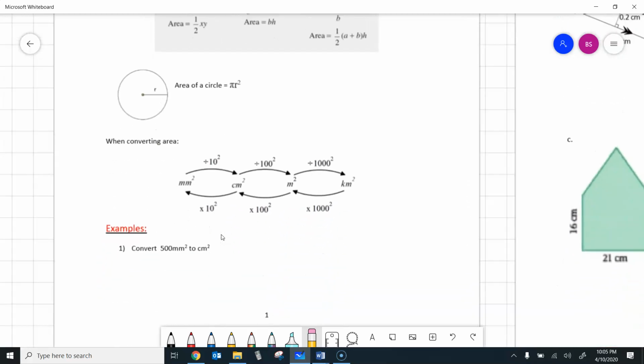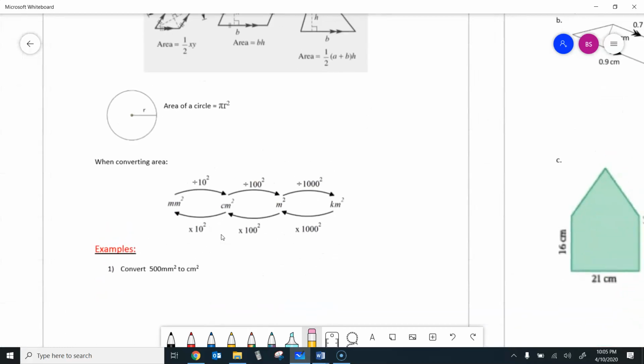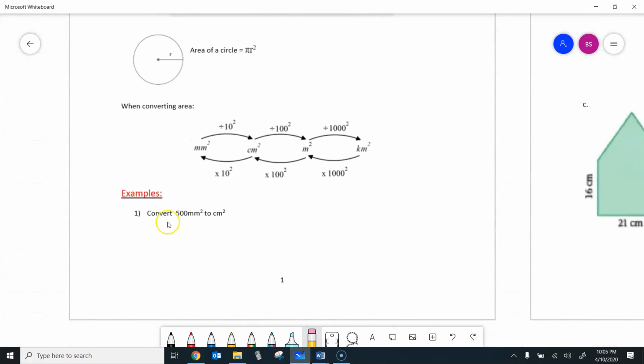So we're going to have a go at the first example, converting. Example 1 says convert 500 millimeters squared to centimeters squared. Now, when converting between areas, we use this conversion up here. So we're going millimeters squared to centimeters squared. We divide by 10 to the power of 2, or in other words, divide by 100.